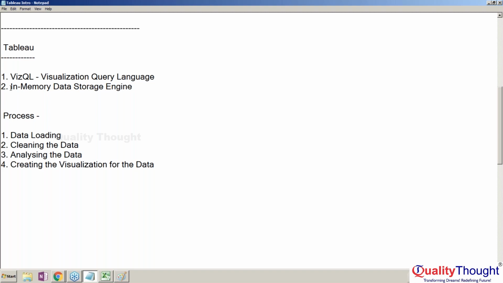So hence Tableau can process the data very much faster, not only in terms of the in-memory data storage engine, but also the visualization query language, which is a quite efficient programming language, done by Tableau internally, where we are not required to learn about it. Rather, we are going to give very few inputs about the visualization query language in order to create beautiful visualizations for us.